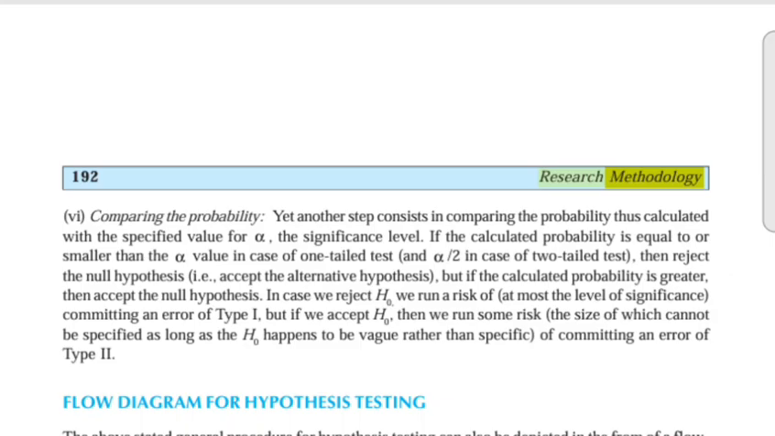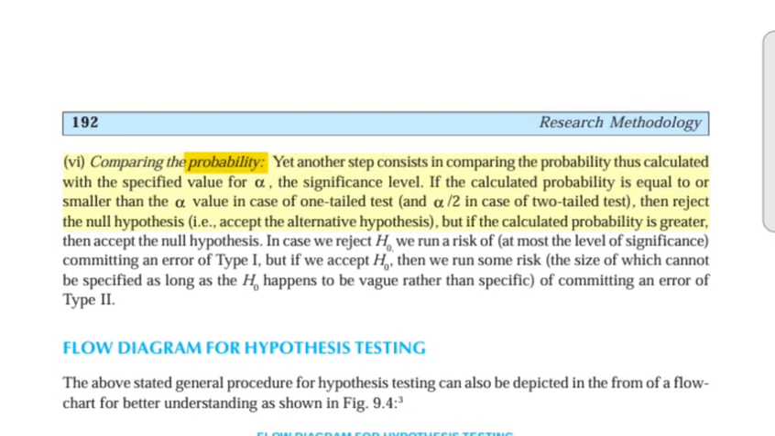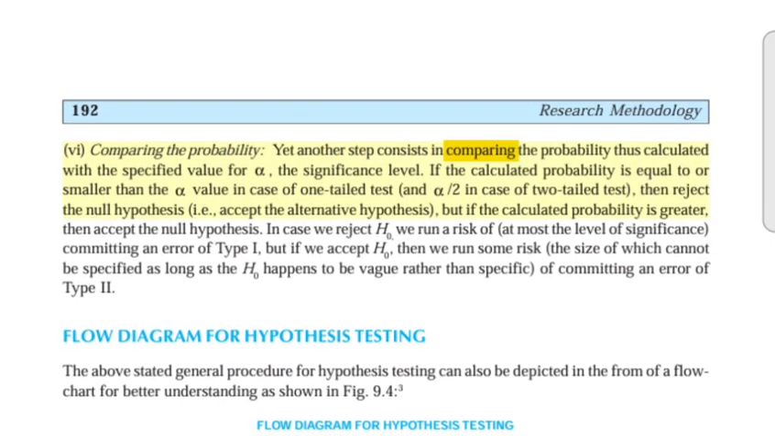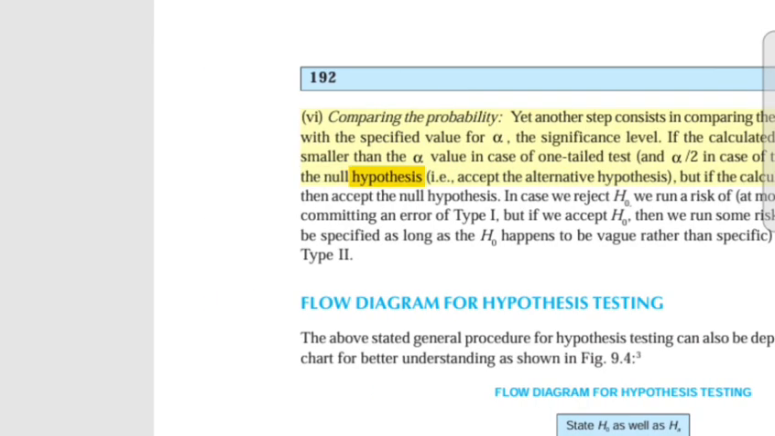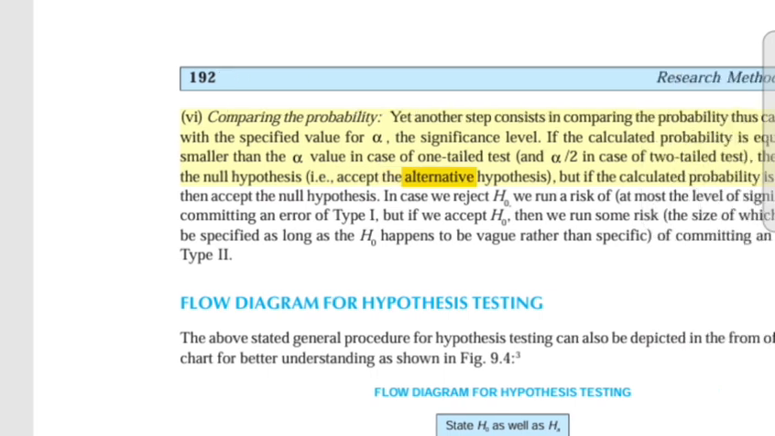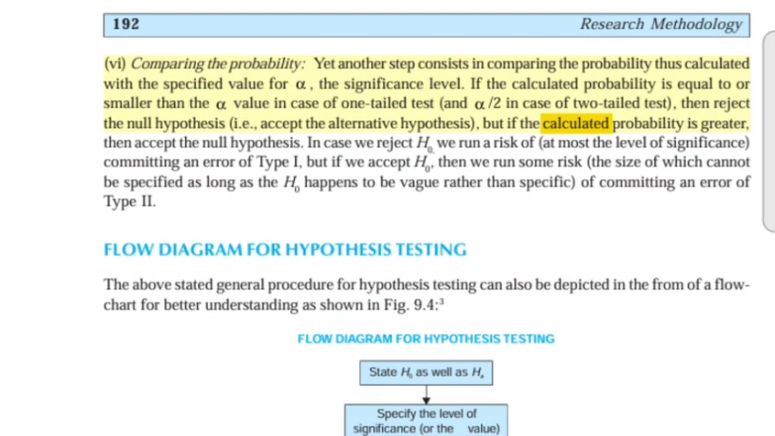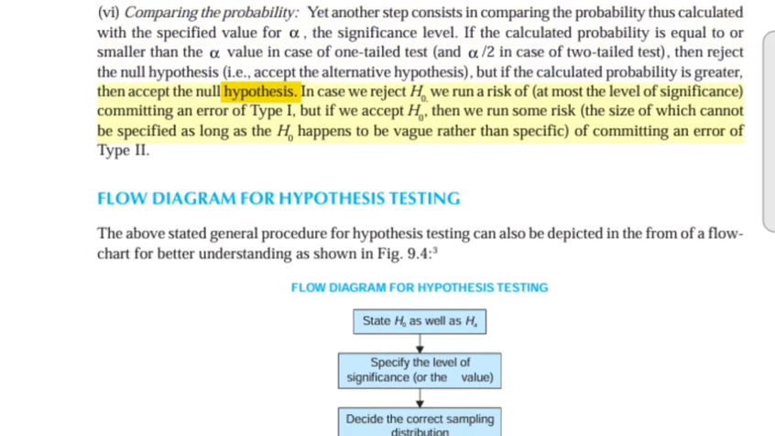Comparing the probability. Yet another step consists in comparing the probability thus calculated with the specified value for alpha, the significance level. If the calculated probability is equal to or smaller than the alpha value in case of one-tailed test, and alpha/2 in case of two-tailed test, then reject the null hypothesis, i.e., accept the alternative hypothesis, but if the calculated probability is greater, then accept the null hypothesis.